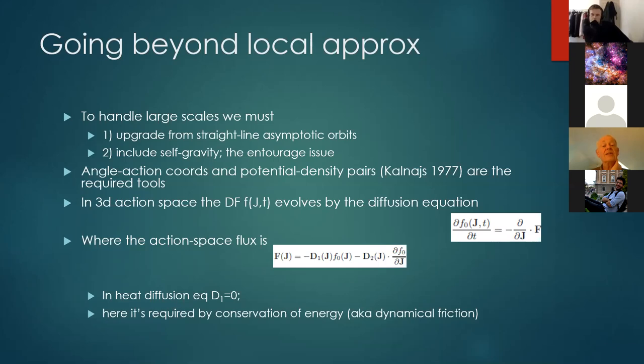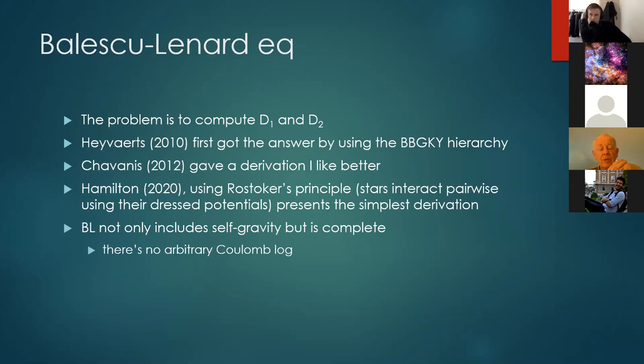Okay, so the mathematical problem that we have is how to compute these numbers, these diffusion coefficients, D1 and D2. And the first person to do this for a stellar system was Jan Heyvaerts, who sadly died about four or five years later, prematurely. He arrived at the right equation using the BBGKY hierarchy, in which you talk about the density of pairs and the density of triples and the density of quadruples and all that. Jean Chavanis, a couple of years later, gave a derivation that I like better that doesn't use the BBGKY hierarchy.